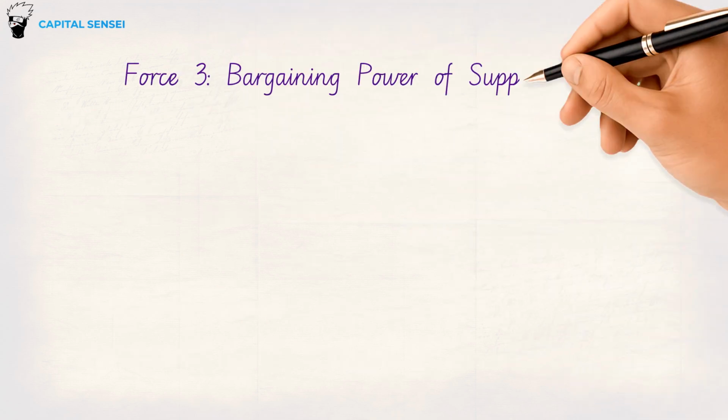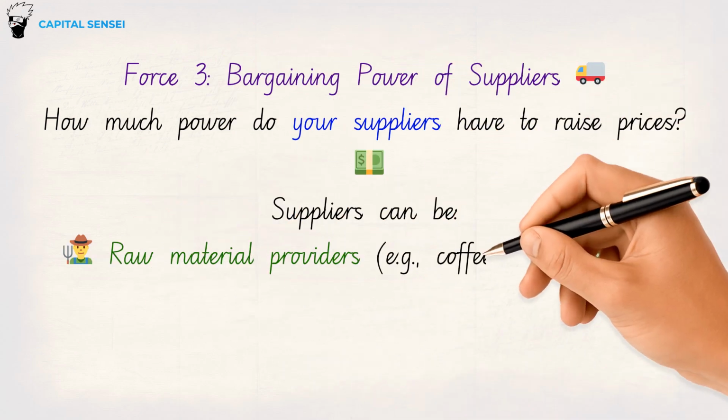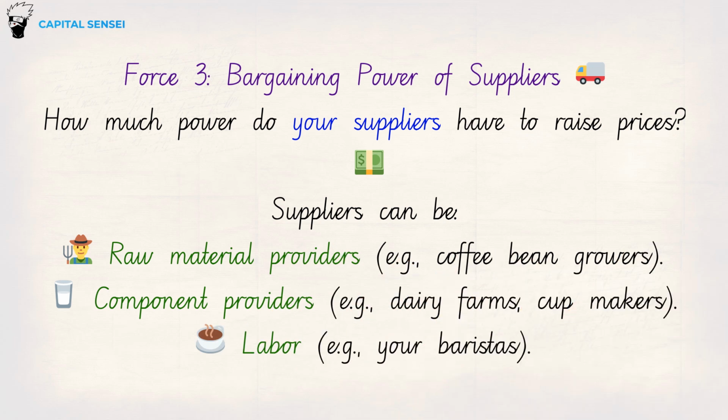The third force is the bargaining power of suppliers. This is the flip side of the coin. How much power do the people who sell you your raw materials, components, or labor have to raise their prices? If your suppliers have a lot of power, they can eat into your profits by charging you more for the things you need to run your business.